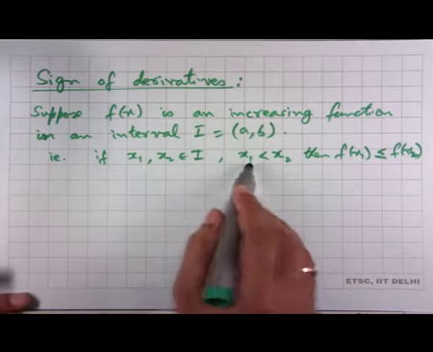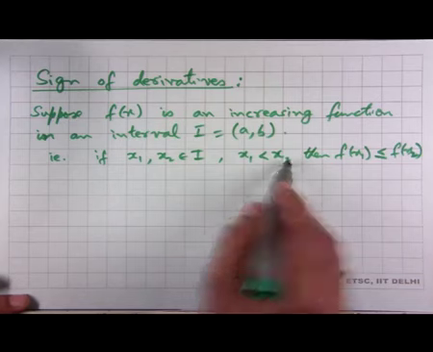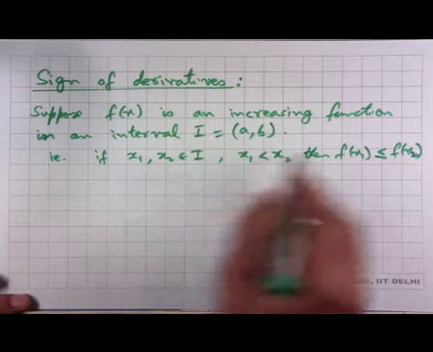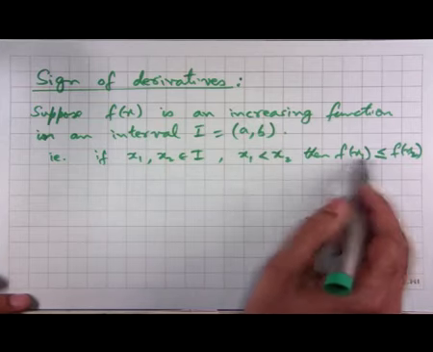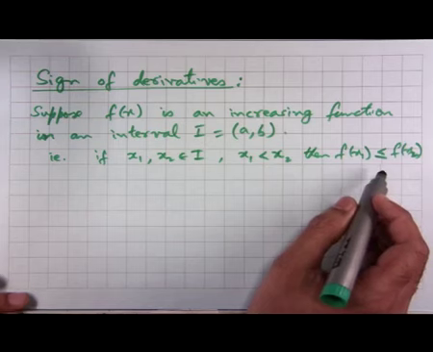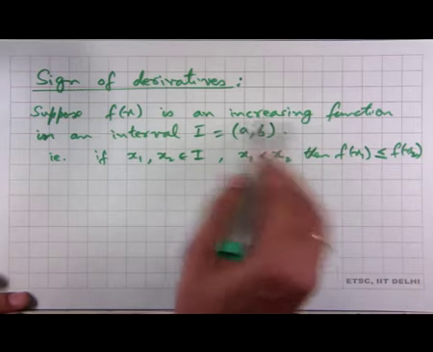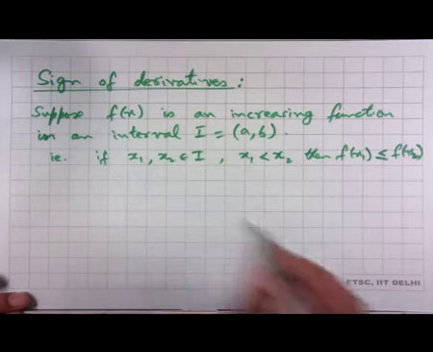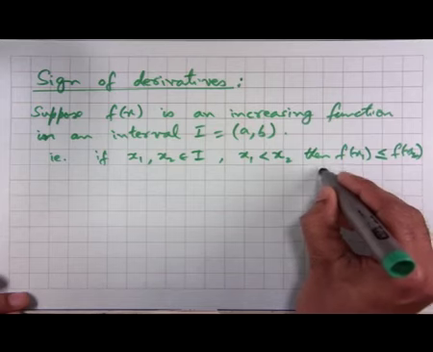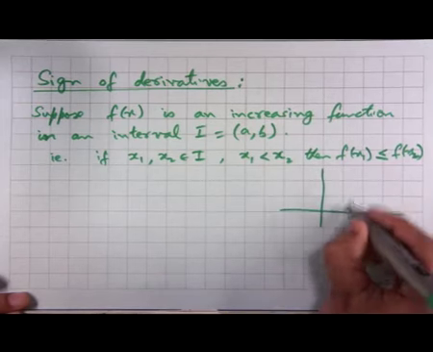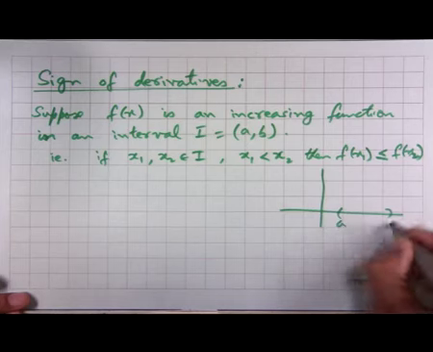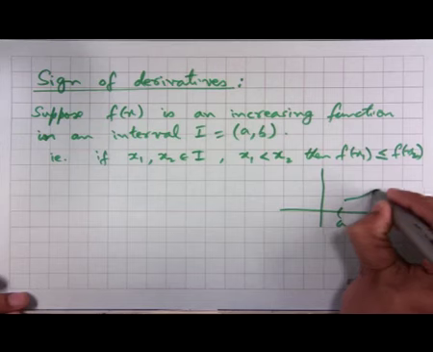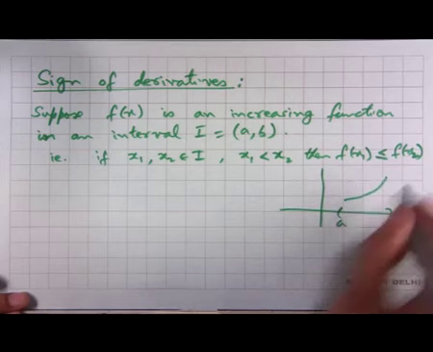If whenever x 1 is less than x 2, then f of x 1 is less than or equal to f of x 2, and we say strictly increasing if f of x 1 is strictly less than f of x 2. Similarly, we can define decreasing function. So, here the graph of the function, if I have this interval a to b, in this interval, the value of the function keeps on increasing as you go from a to b.